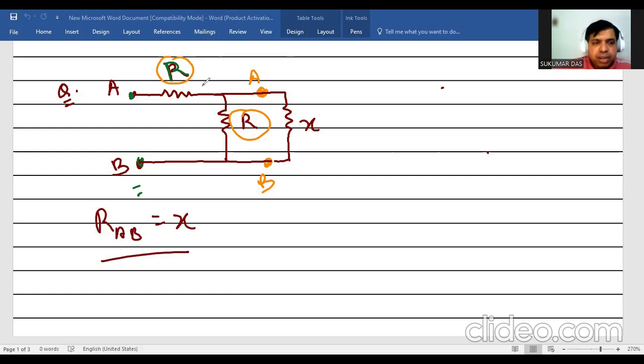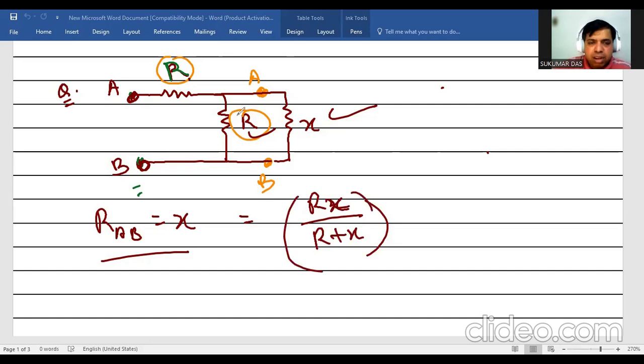This is X, but if you look into the resistance between A and B from the right hand side, we can see that this X and this capital R are in parallel, which is in series with this R. So we will get X is equal to Rx by R plus X, that is the parallel one, plus R. So we will get one quadratic equation. If we solve it, we will get one positive value of x and another negative value of x. So obviously positive value of x will be our answer.